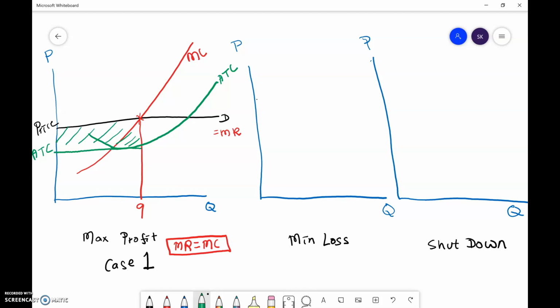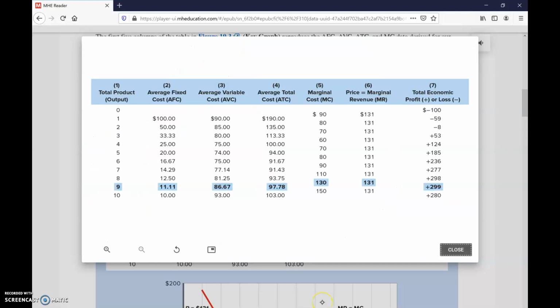So over here I'm gonna use the formula. Profit is equal to price minus average total cost times quantity, and the quantity over here is 9 units. Whenever you see the average total cost below the price line, that means we have a profit. Over here our profit is $299.